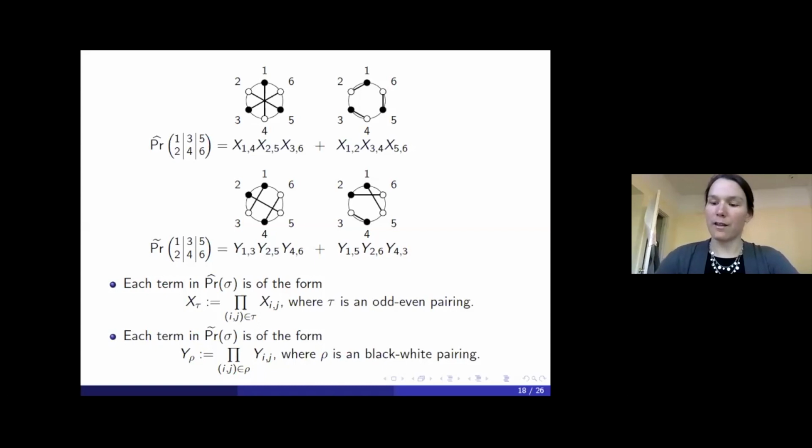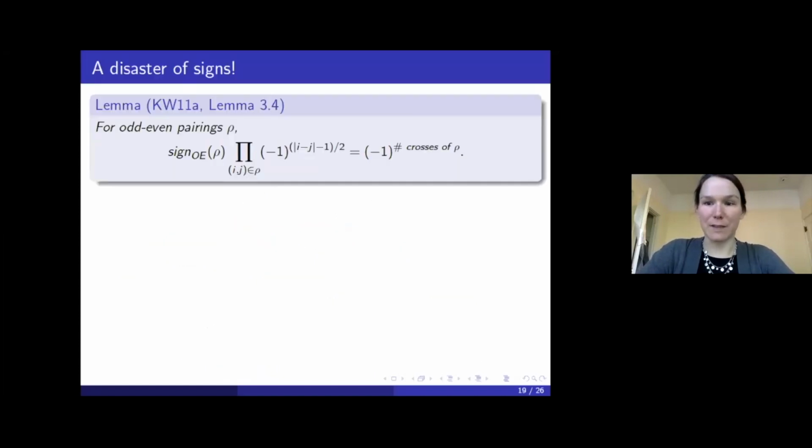So the idea behind this work was basically to prove analogs of Kenyon and Wilson's theorem with the word odd-even replaced with the word black-white everywhere. And then what we found is that that assumption that the nodes be black and odd or white and even really simplified the signs a lot. So when we removed that assumption, things kind of exploded into a little bit of a disaster, which I'm going to illustrate with an example.